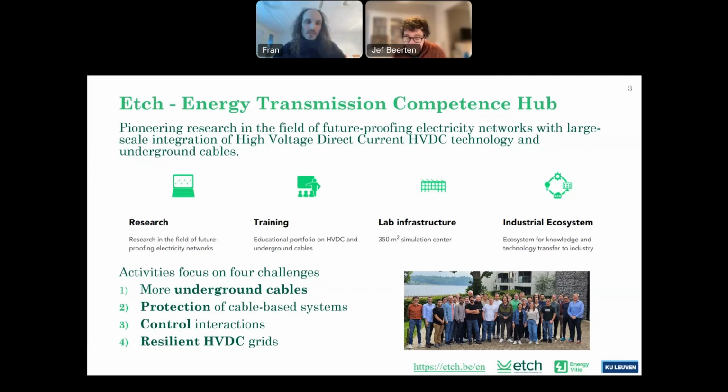So the four activities that we focus on within Etch are a network where we will see more underground cables, which brings challenges to the system, protection of such systems, and control interactions.